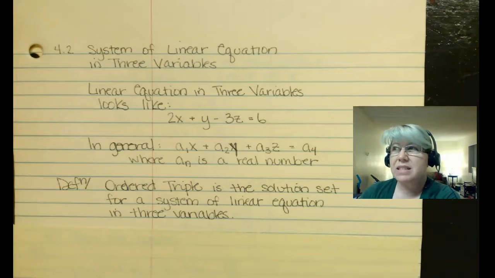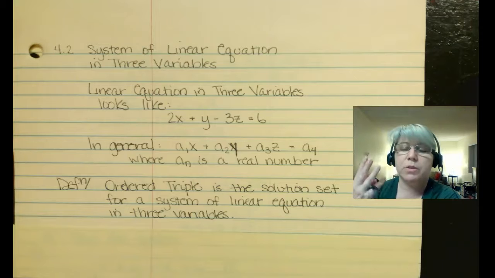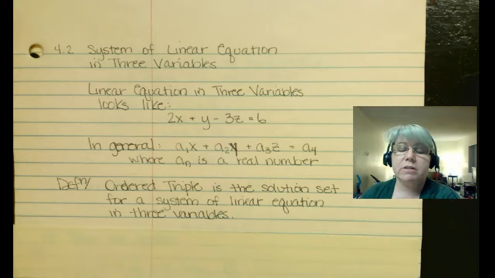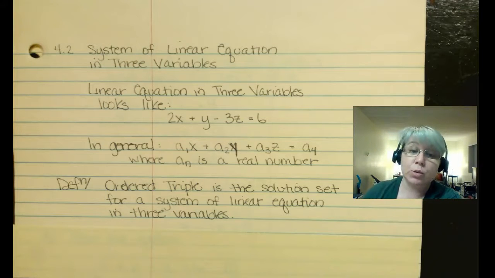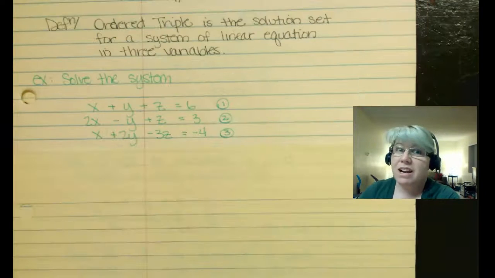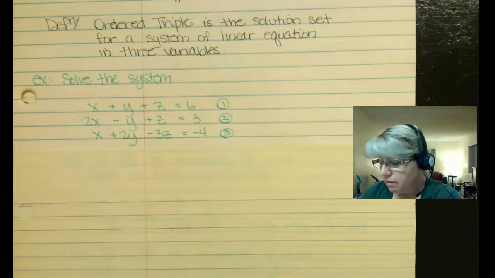When we're discussing the solution set, we'll start calling it an ordered triple. Triple meaning 3 variables, so we should have 3 solutions. So the solution set for a system of linear equations in 3 variables is an ordered triple. Alright, so let's not mess around, let's just jump in. So let's solve the system.